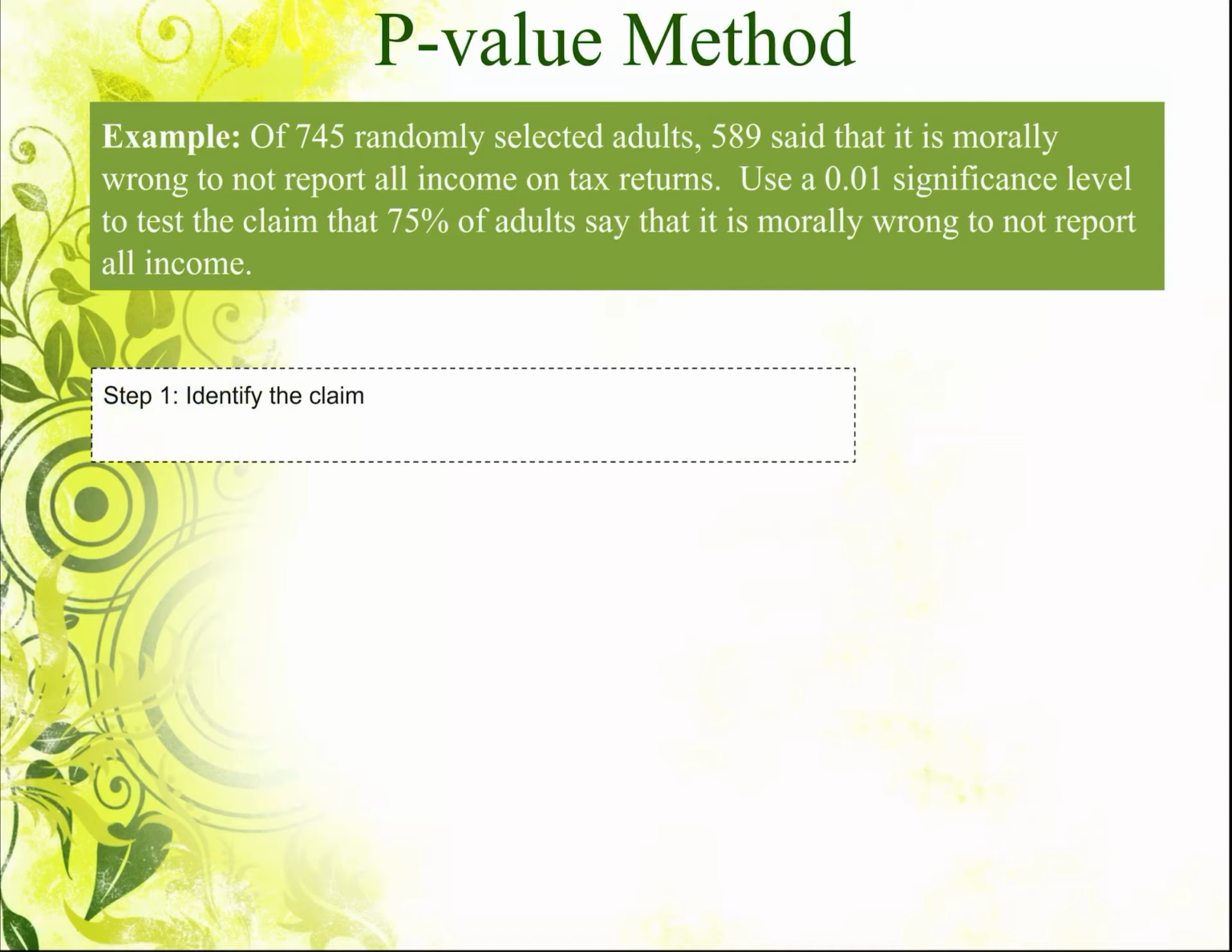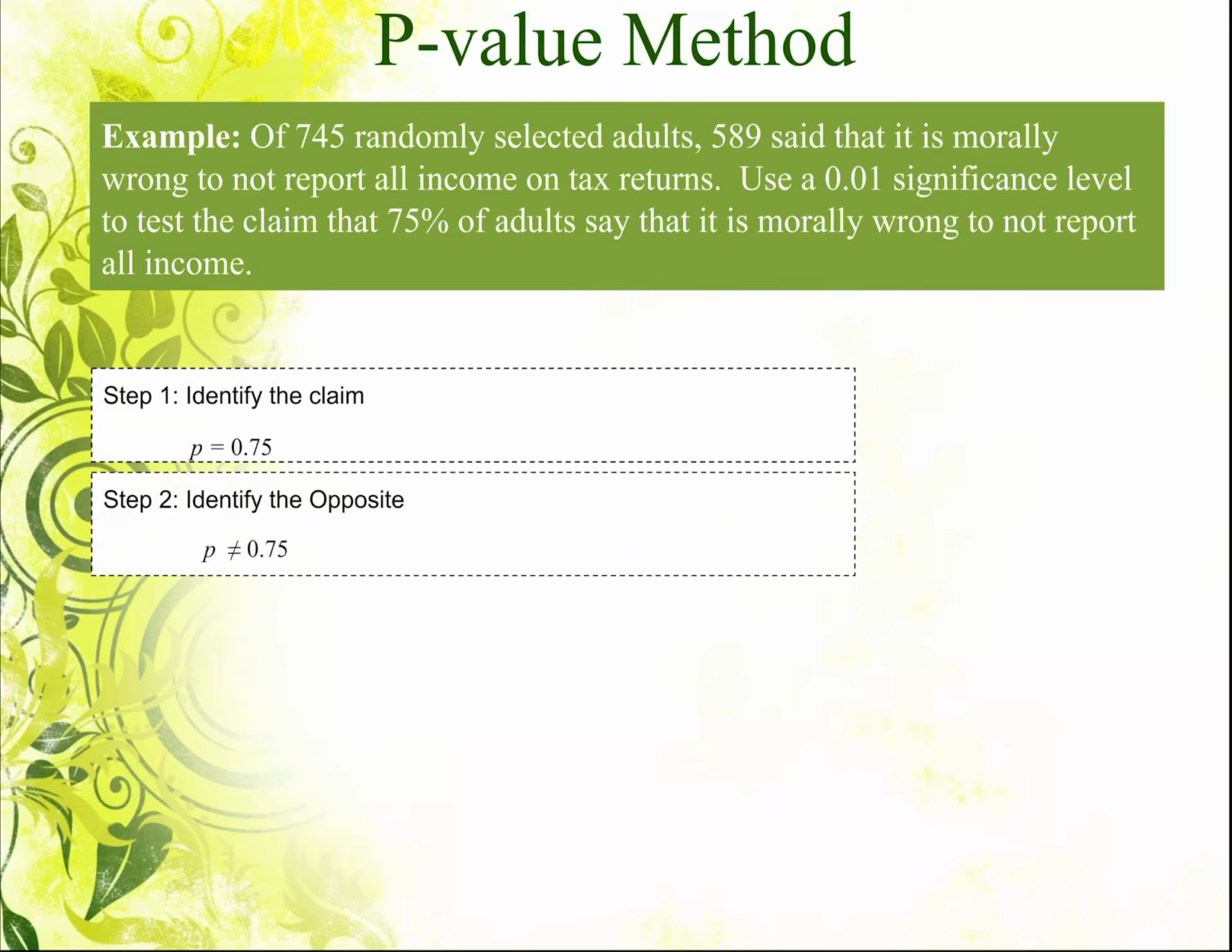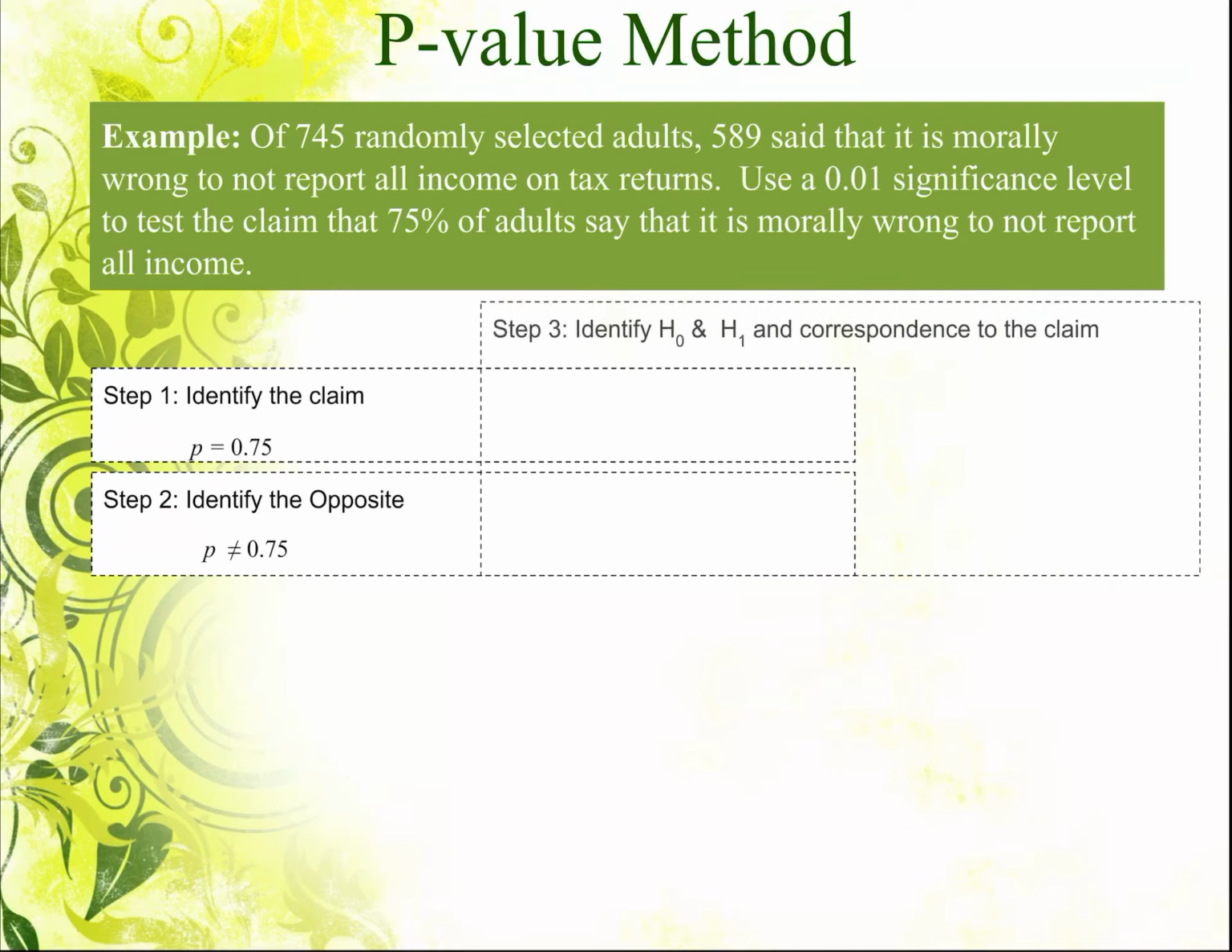Okay, just like in the last problem, step 1, identify the claim. The claim is that 75% of all adults say it is morally wrong to not report the income. So P equals 0.75. Then we'll identify the opposite of that. So the opposite of that would be P is not equal to 0.75.